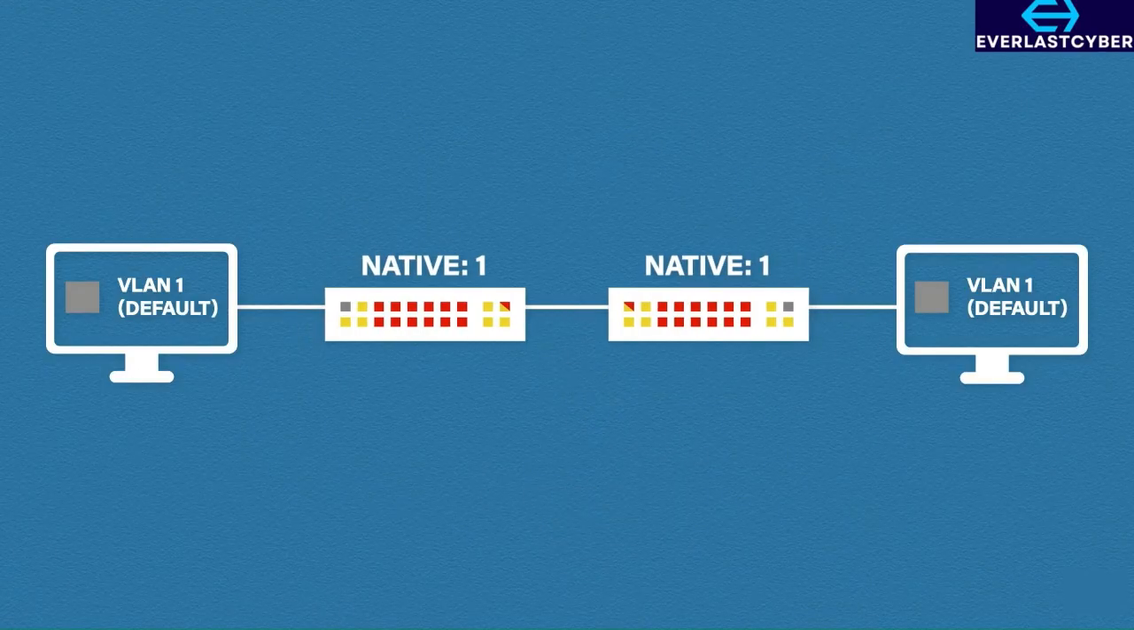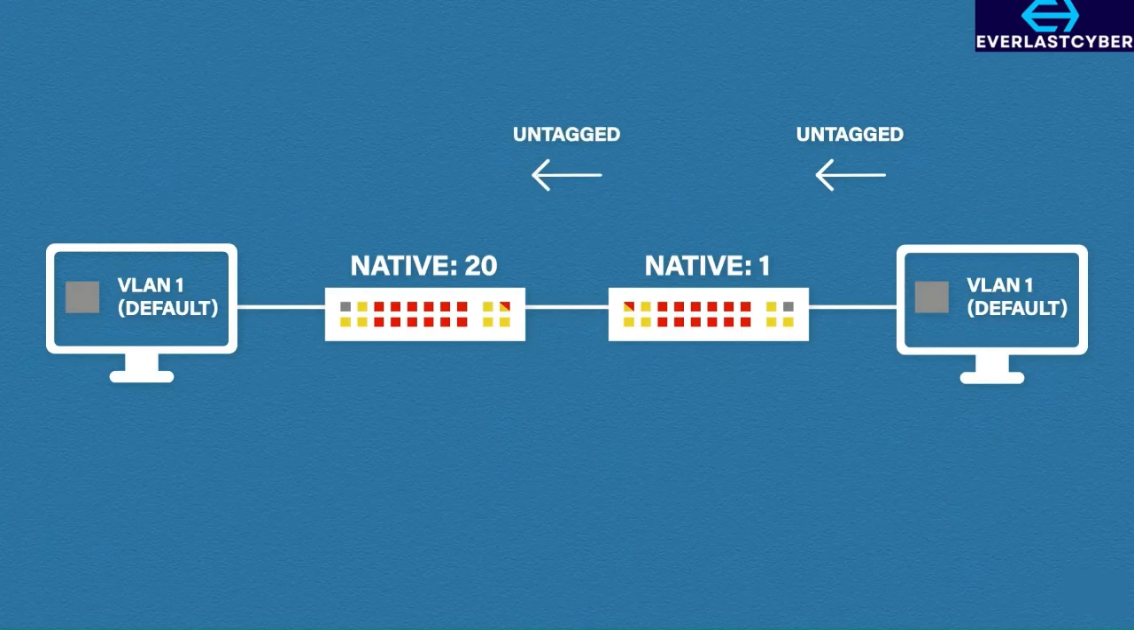So a native VLAN is configured per trunk interface. This can lead to problems. For example, let's say we change one side of our trunk to have the native VLAN of 20 instead of 1. We now have two switches with different native VLANs. Our computer will send the frame. As before, the first switch will see the interface is assigned to its native VLAN and then forward that frame untagged across the trunk. Do you see the problem here?